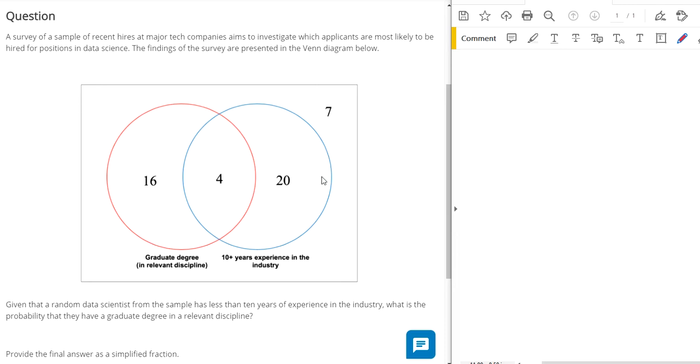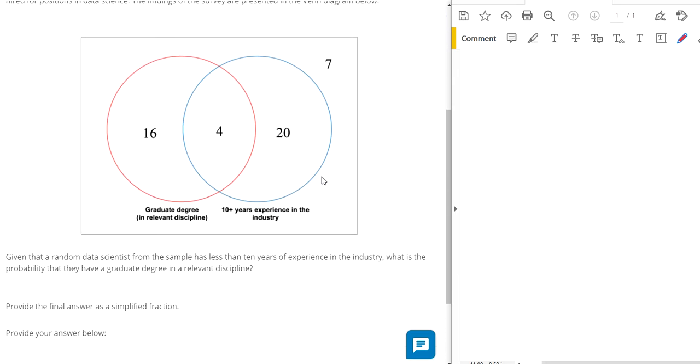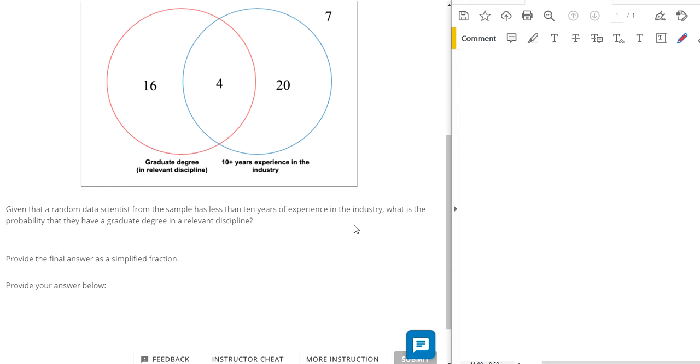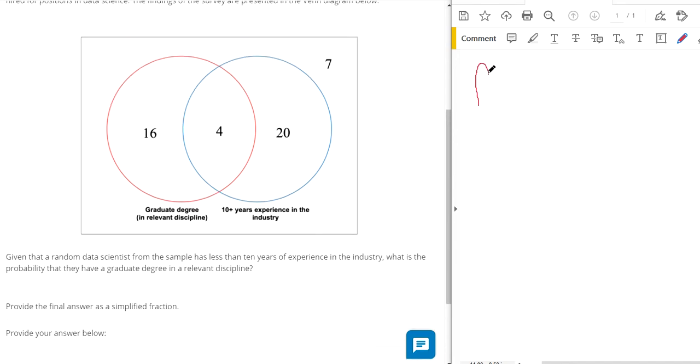So we have a Venn diagram. We are asked to use this Venn diagram to compute the probability that a person being hired has a graduate degree in a relevant discipline, given that a randomly selected data scientist from the sample has less than 10 years of experience. So it's a conditional probability.